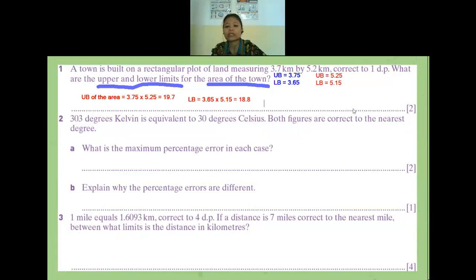For question 3, we need to find the percentage of error. But before I find the percentage of error, does anyone still remember what is percentage of error? I already explained before in the previous slide. What is percentage of error?